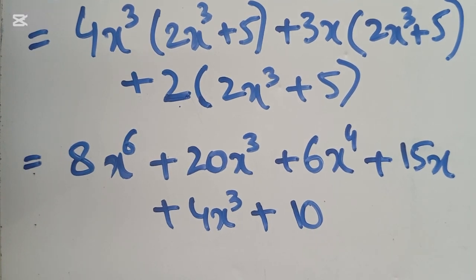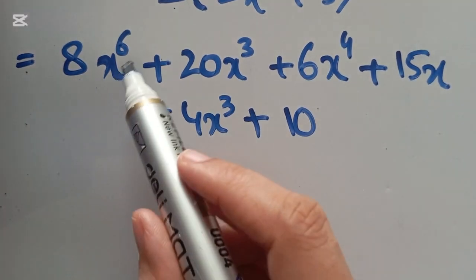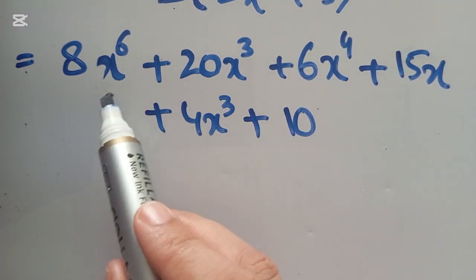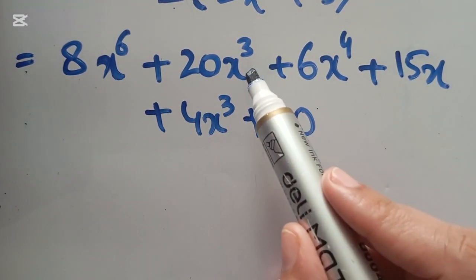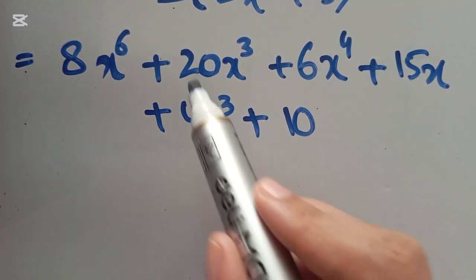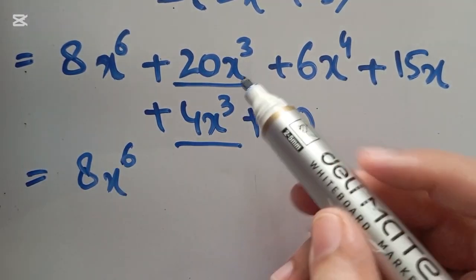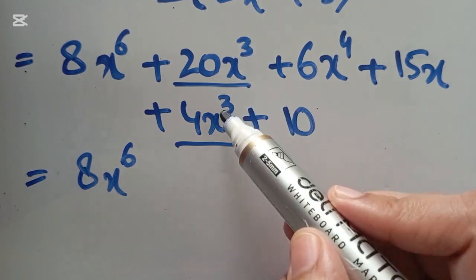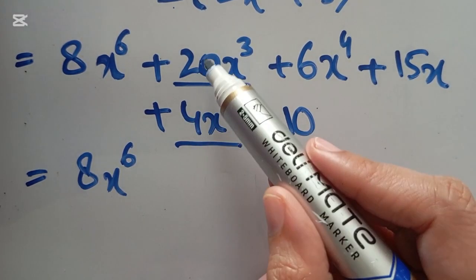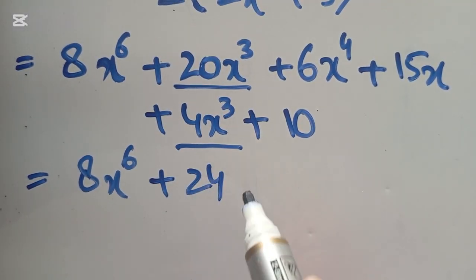In addition, you have to search out for the like terms, and like terms means that search out for x power 6. There isn't any x power 6. So this 8x to the power 6 will remain as it is. Then search out for x cubed. We have x cubed over here, and we have one more x cubed, that is this one. So these two will be added. And you know that when two terms with same variables are added, then their coefficients are added. So only 20 and 4 will be added. It will give you 24x cubed.